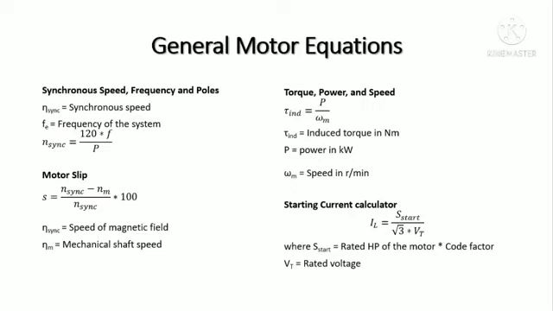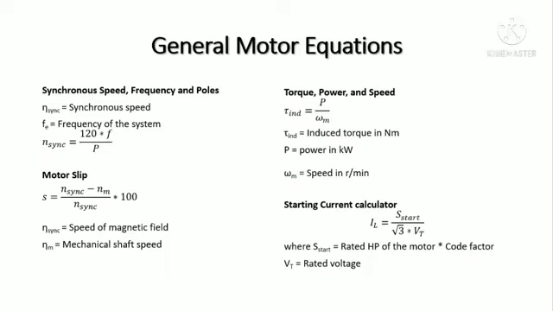The second equation is about the motor slip. The equation is S equals (N synchronous minus Nm) divided by N synchronous times 100. N synchronous is speed of magnetic field and Nm is mechanical shaft speed.